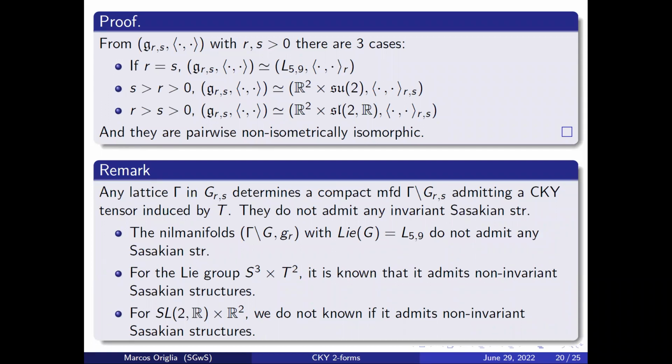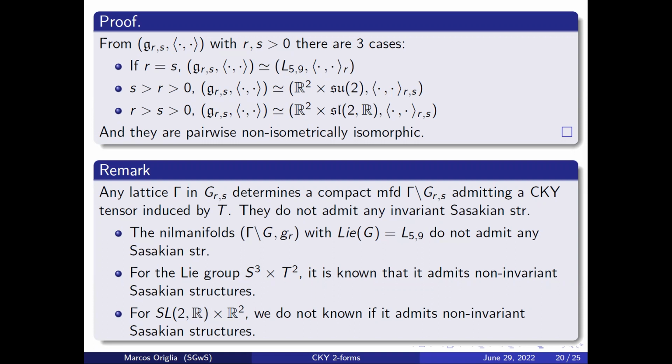And again, we have a similar remark here about compact examples. Any lattice in the associated simply connected Lie group G_rs determines a conformal Killing tensor in the quotient induced by T. Of course, we know that those manifolds do not admit any invariant Sasakian structure because the dimension of the center is greater than 1. But probably they admit non-invariant ones.